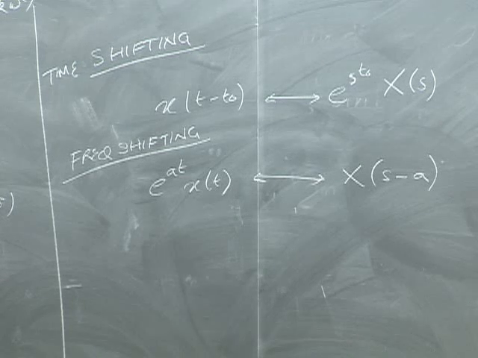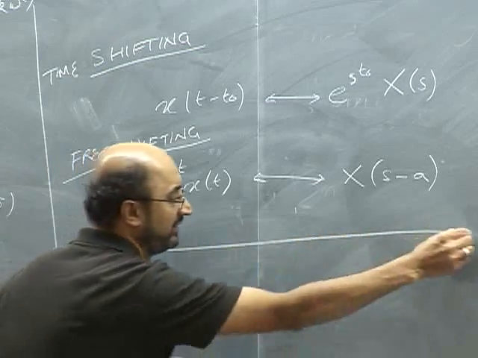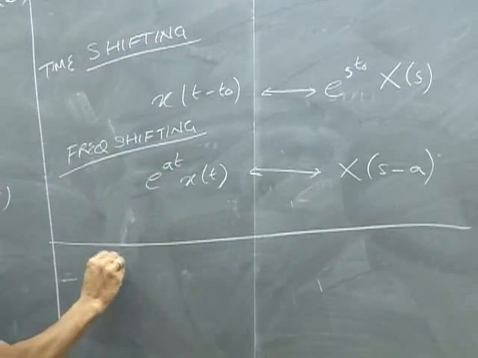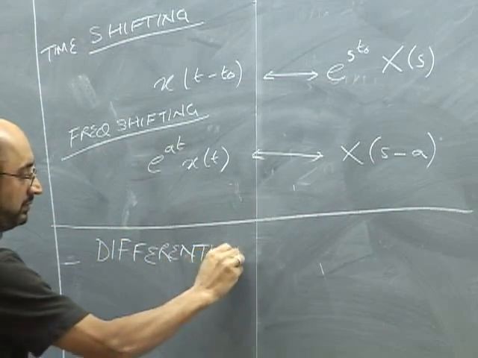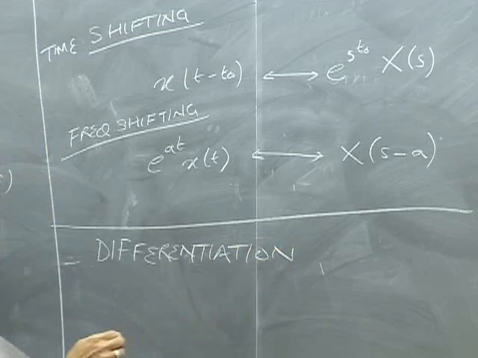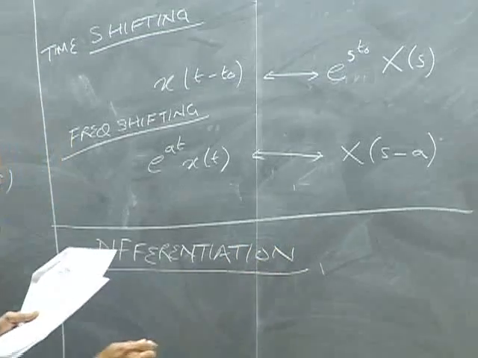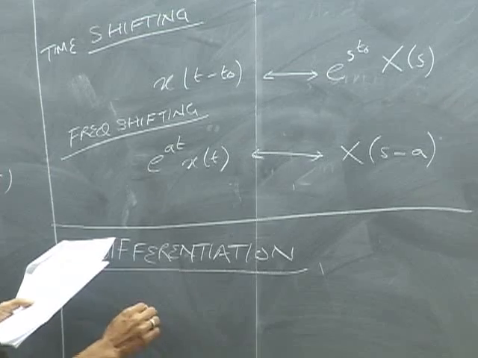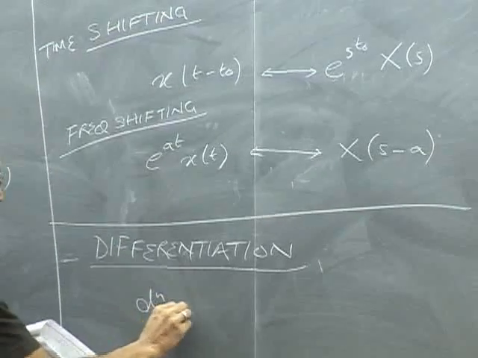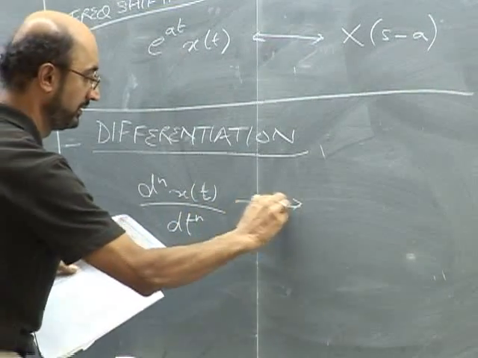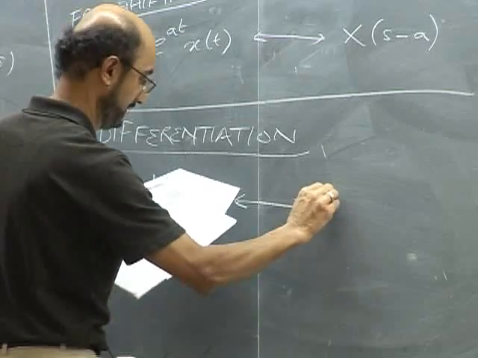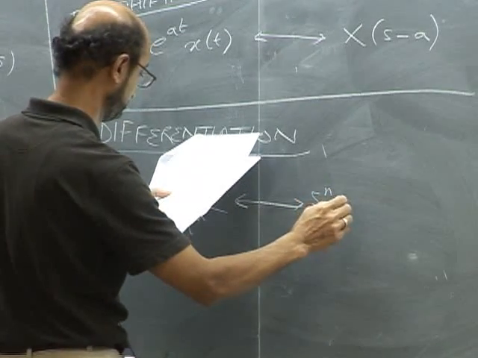They are quite normal. The next three are pretty important, so I'm going to go through them a bit more carefully. So the first one is differentiation. Okay, so differentiation basically says, and the transform is that d to the n x of t by dt to the n, and the transform is s to the n X of s.